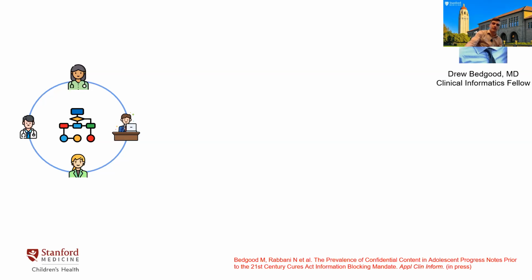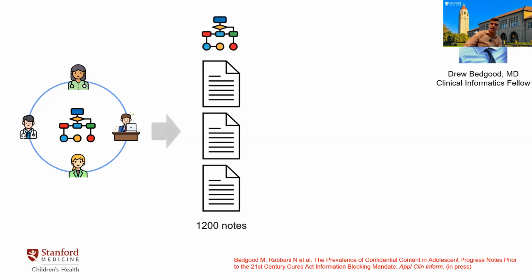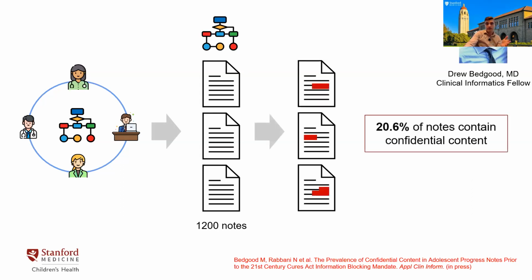We then trained 5 physicians in this rubric and had them review 1,200 notes. And after reviewing the 1,200 notes, we found that about 21% of our teens have some form of confidential information. This is something that wasn't previously known. It's not great news for adolescent confidentiality laws, because it suggests that even though providers ostensibly are supposed to know this, this type of information still has a fair amount of seepage into our notes.